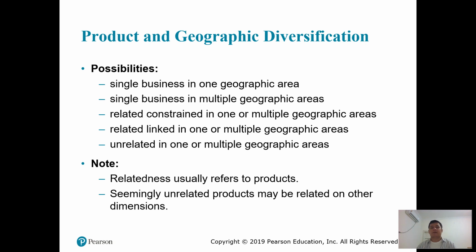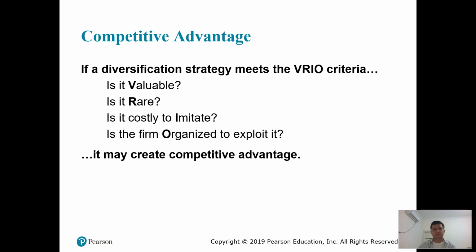So, product and geographic diversification possibilities: single business in one geographic area and single business in multiple geographic areas; related constrained in one or multiple geographic areas; related linked in one or multiple geographic areas; and unrelated in one or multiple geographic areas. Those are the possibilities for product and geographic diversification. Note that relatedness usually refers to products. Similarly, unrelated products may be related on other dimensions too.